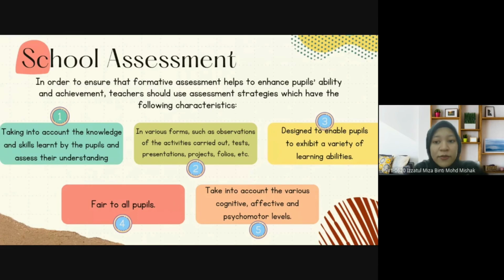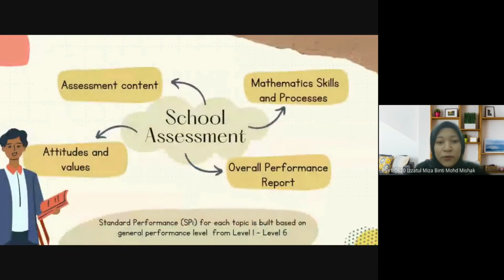Okay, and the third one is designed to enable pupils to exhibit a variety of learning abilities. Fourth, this school assessment is fair to all pupils, regardless of their family background or their attitude and so on. And the fifth one, the last one, takes into account the various cognitive, affective, and psychomotor levels in students. Okay, this is for the characteristics of school assessment. Next we will go to the elements in school assessments.